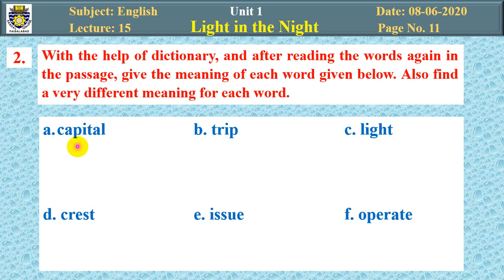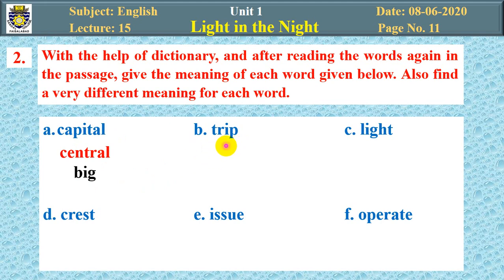First of all, we will give the textual meaning of capital. As we read in the story, London is the capital of England, as Lahore is the capital of Punjab. Islamabad is the capital of Pakistan. So here comes the word central. Actually, capital means central, as Islamabad is the central city of Pakistan. What may be the other meaning that should be different from central? That is big, as I can say that I have a capital share in this business. Big share, capital share. B is trip.